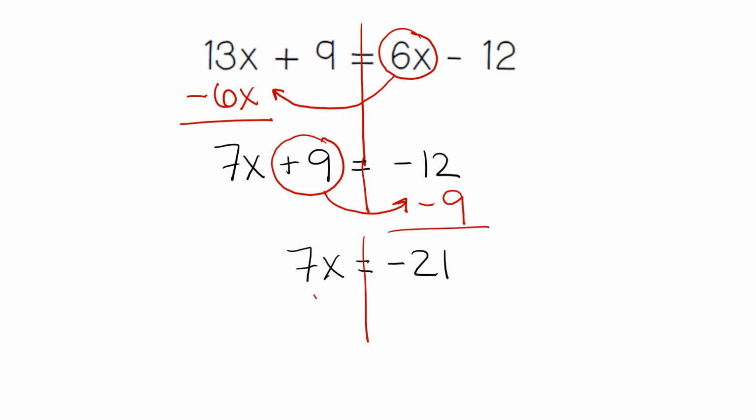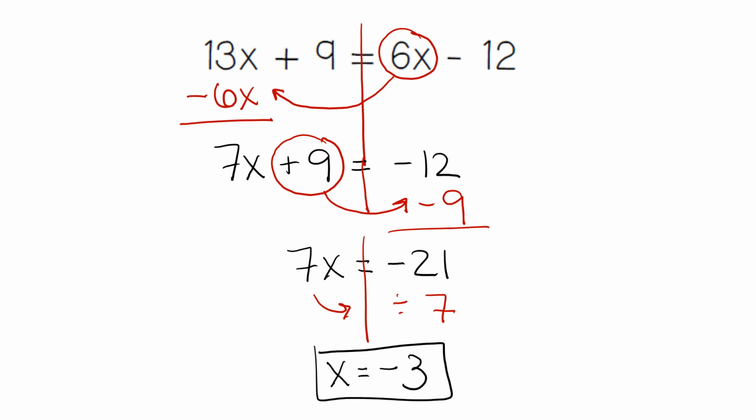Our last step when solving equations is to divide. Negative 21 divided by 7 is going to give us 3, and because it's negative, it's going to give us a negative 3. X equals negative 3 is our final answer.